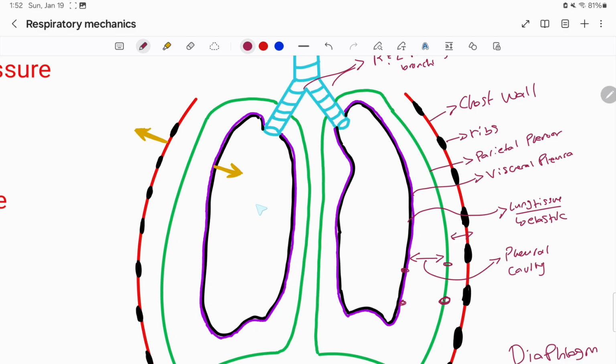That's what they want to do. Okay, hence this arrow here. The lung wants to go this way. It wants to get smaller and assume the smallest size possible. But there is an opposing force here. The chest wall, due to its natural elasticity, wants to actually move outwards.